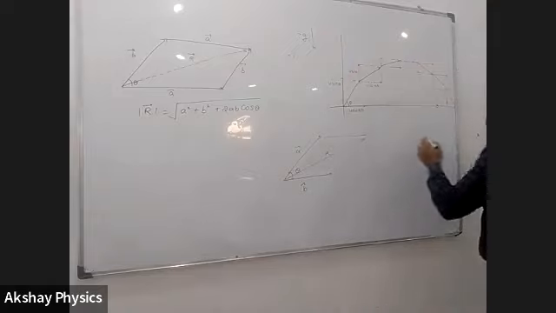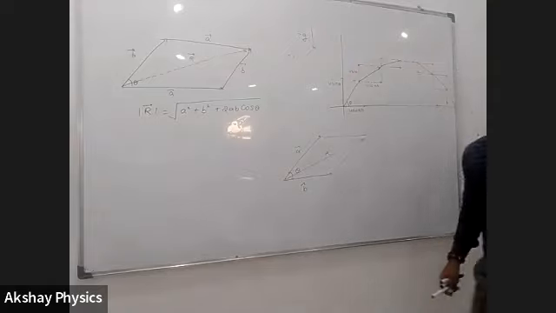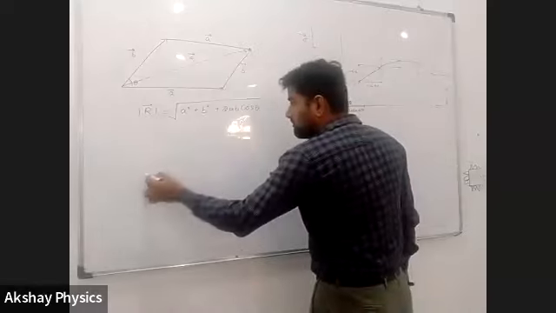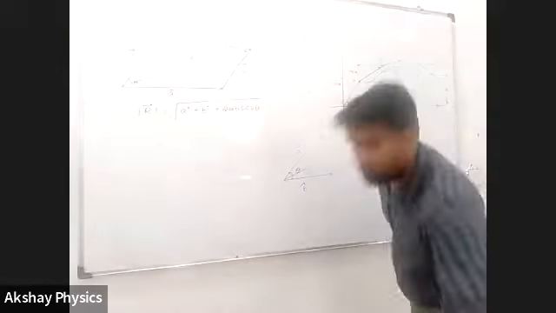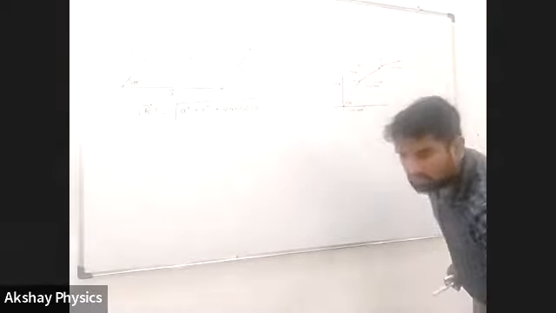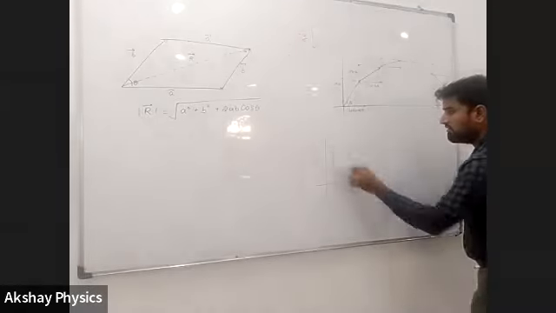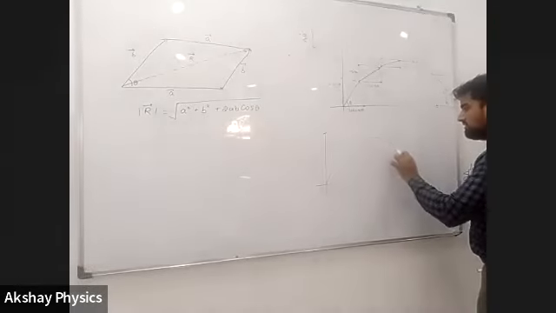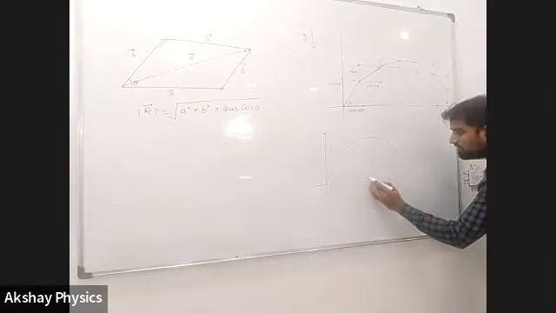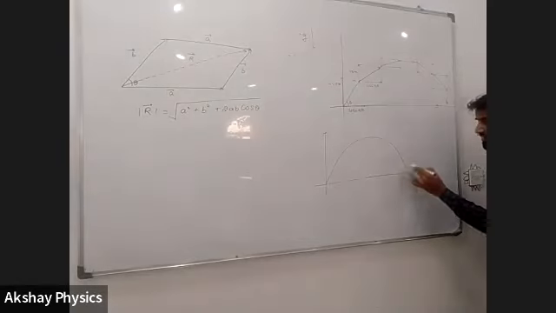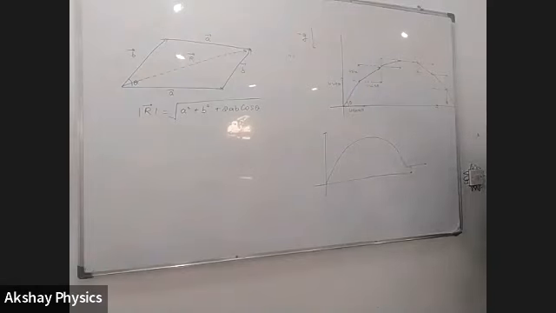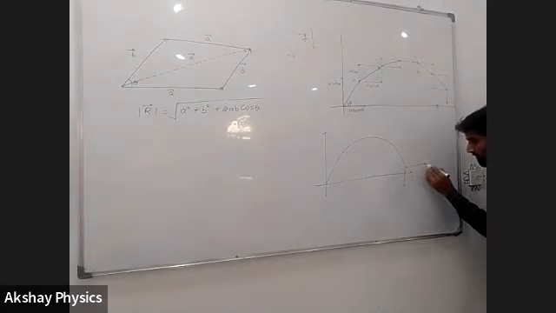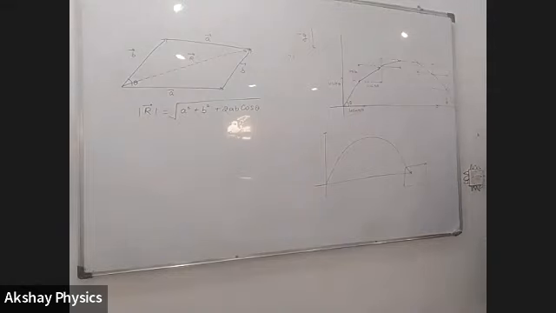But when the particle was falling downward, it will be going like this. Then by the time when it was just touching the ground, it will have two velocities, right? One velocity will be in this direction, and the other velocity will be in this direction, right? So if I connect both of them, this will be the resultant velocity.